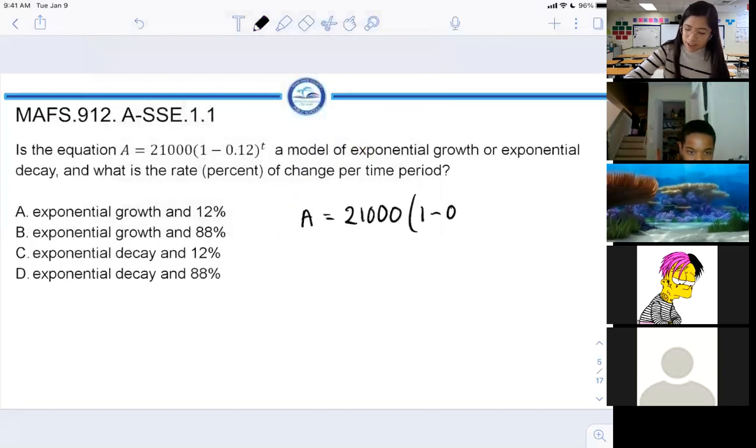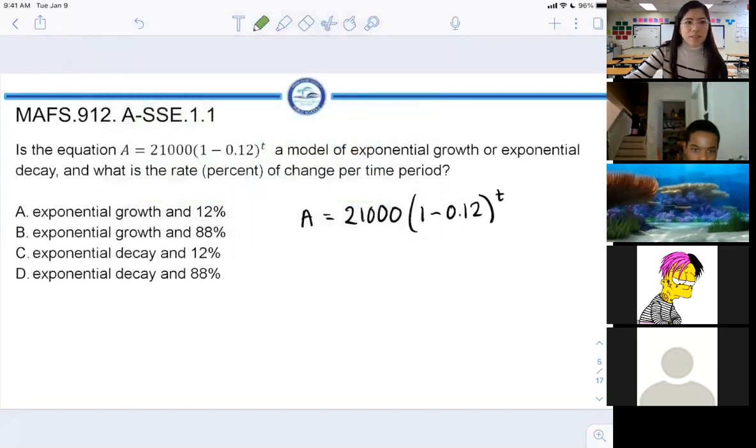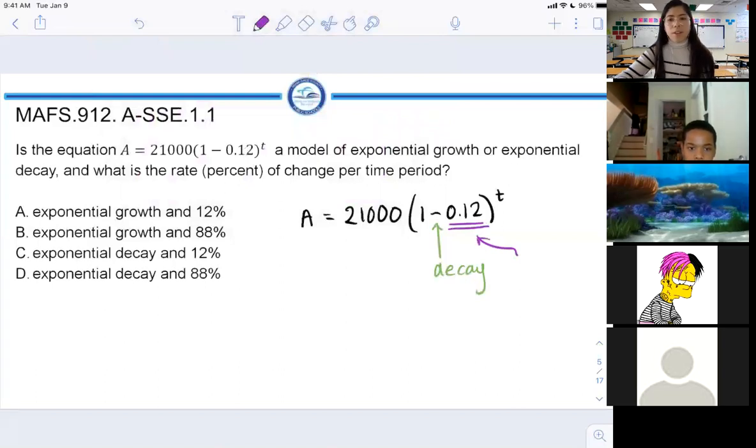How do I know it's decay? How do I know I'm decaying? Because it's being subtracted. The subtraction. Good. Subtraction means decay. And that 0.12 is my percentage, but it's written as a decimal. So I know that 0.12.